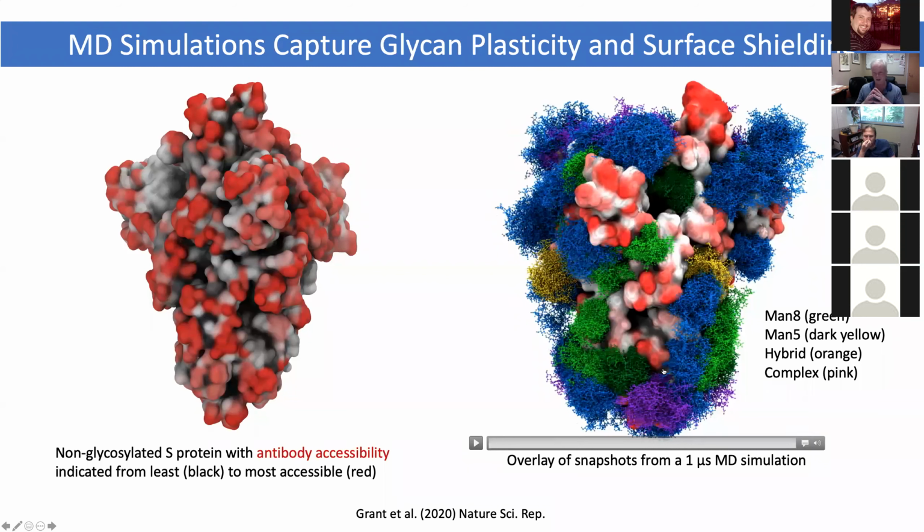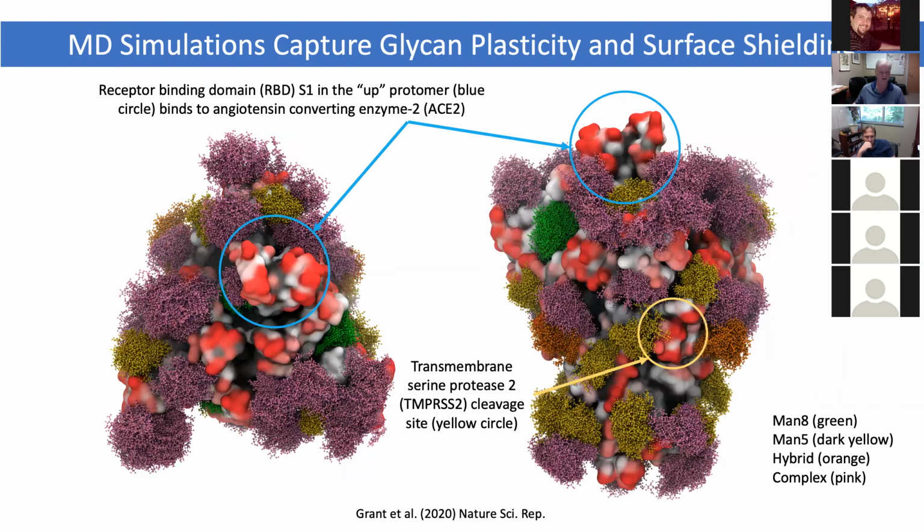So from this, in principle, we can then say, hey, I bet we can predict where antibodies bind. And if we do that, we would predict that they would bind... This is looking down at the top, this is a trimer. So you can see the threefold symmetry. This is the receptor binding domain, one of the 3 in the up conformation, which we'll come back to in a minute. And you can see it's exposed. It's not shielded by glycans. And here's the protease cleavage site.